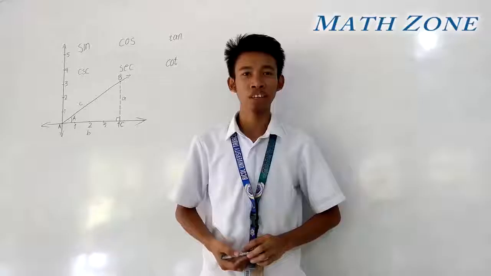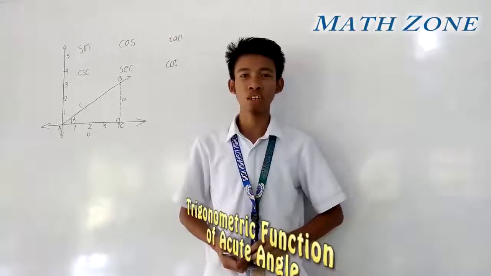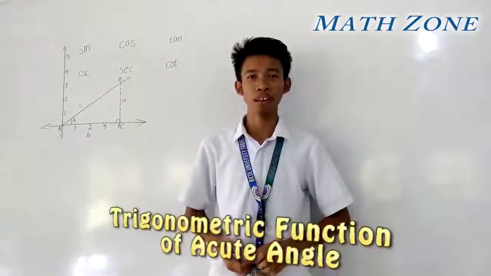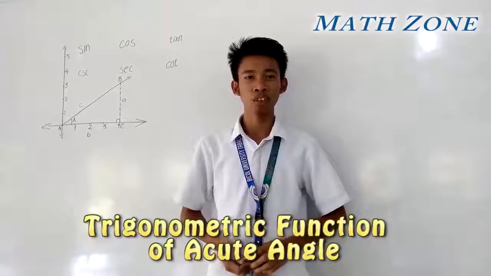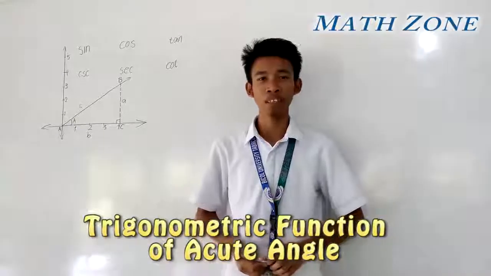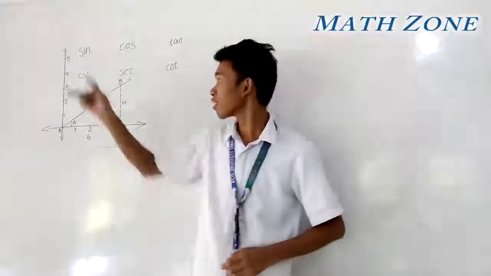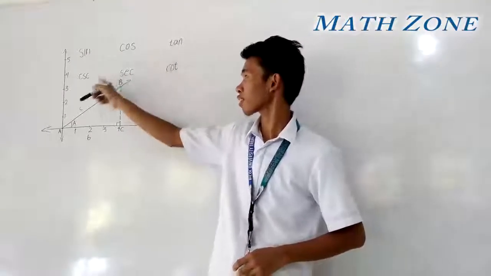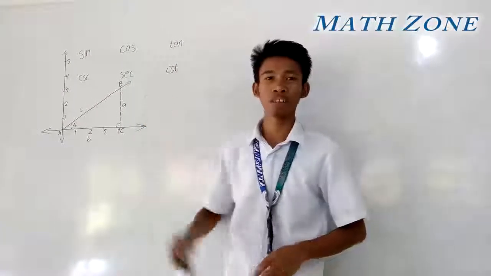This is Math Zone tutorial. I am here to discuss the 6 trigonometric functions of an acute angle. I am going to show the best solution in order for us to get the value of each trigonometric function: the value for sine, cosine, tangent, cosecant, secant, and the cotangent.